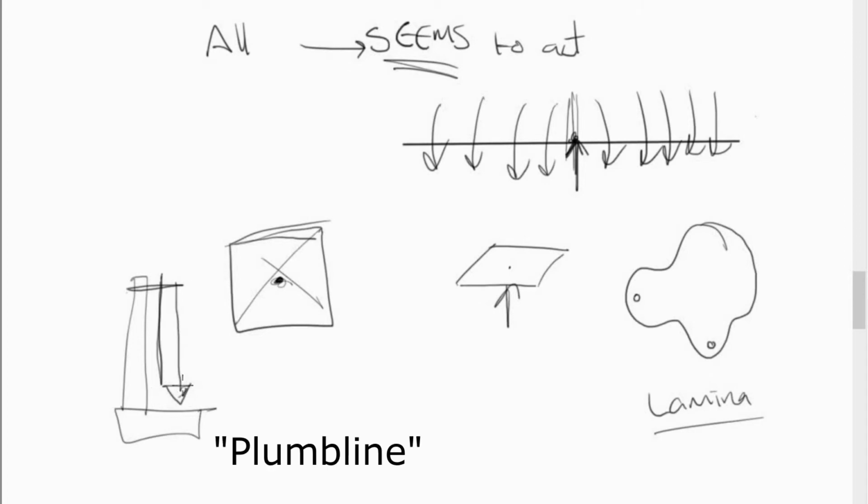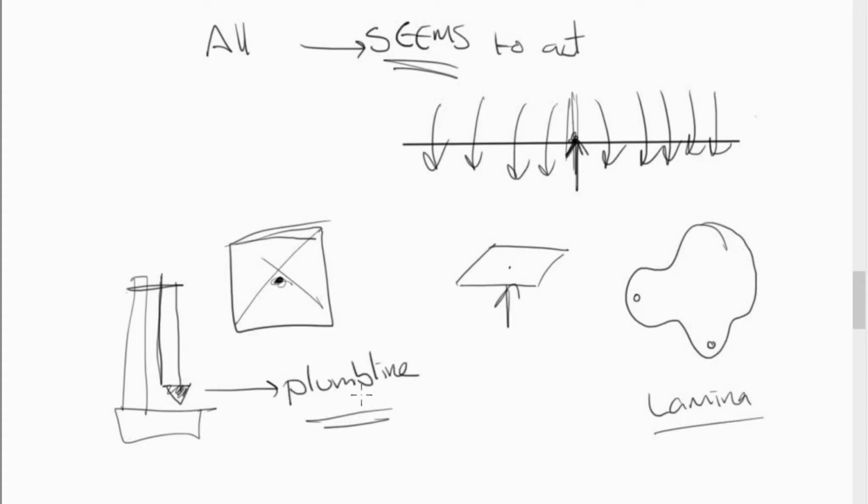Okay? Have you guys seen a plumb line ever? Masons use it to check if a wall is vertical, whether the wall is vertically up or not. So a plumb line is basically a line which vertically hangs like this. Does this make sense to everyone? Really easy, simple thing.